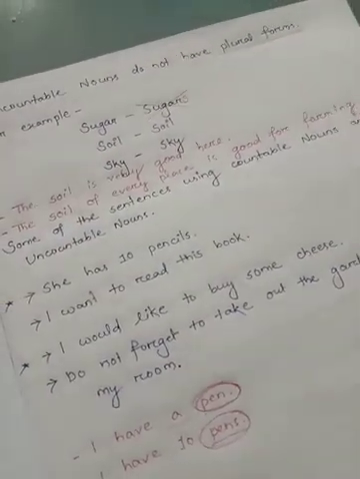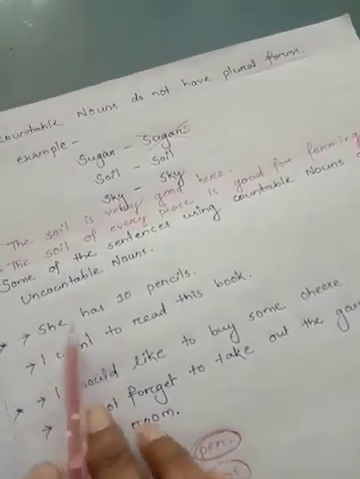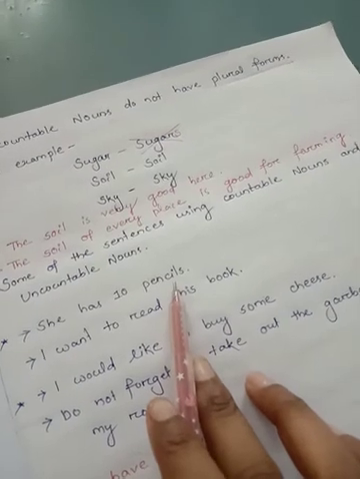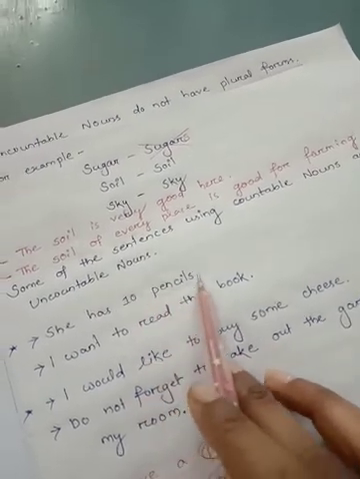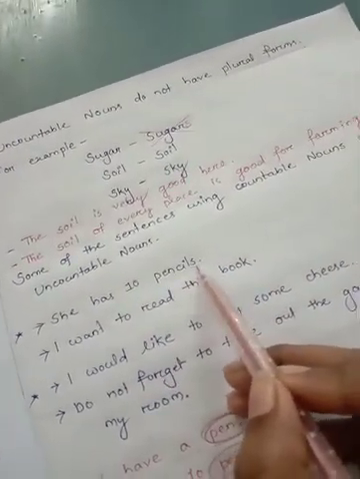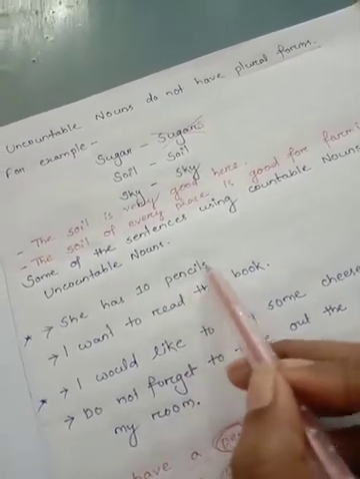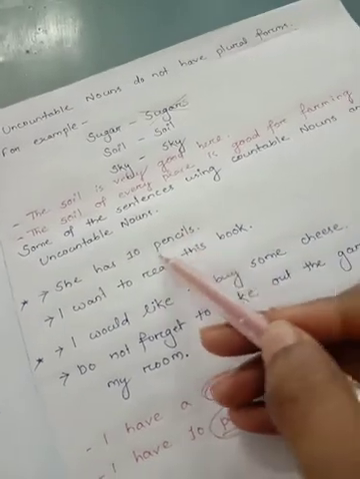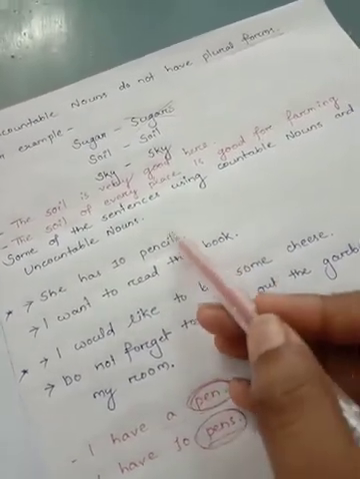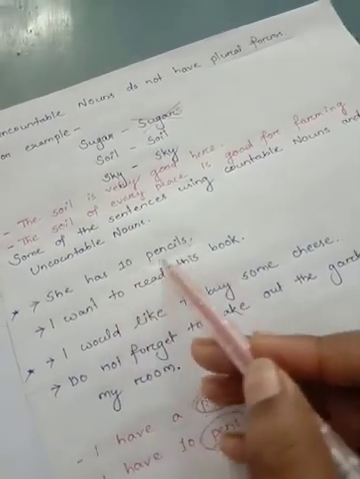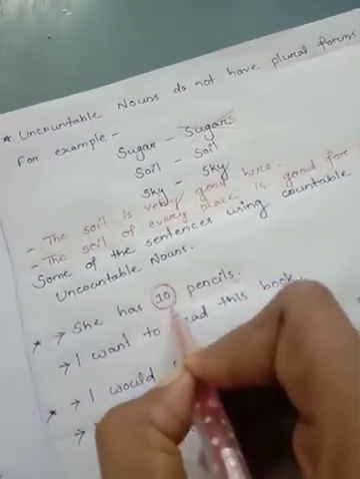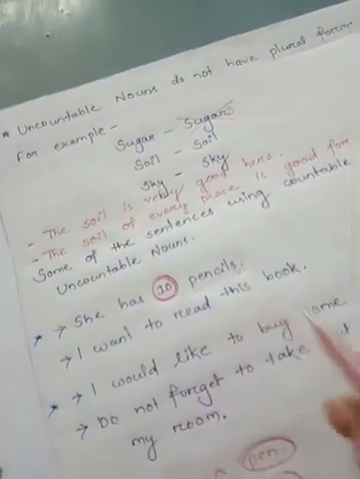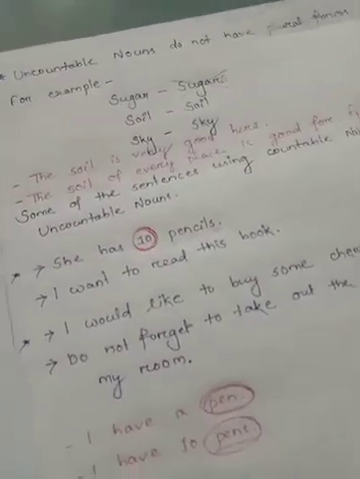Next, let's see some sentences using countable and uncountable nouns. See, she has 10 pencils. So this is pencils. This is countable because the s means this pencil is in its plural form. So this is countable, 10 pencils, and we are counting this by using a number. That's why this is a countable noun.